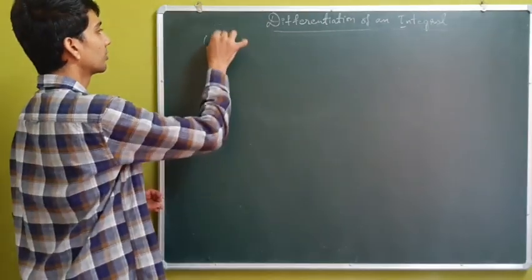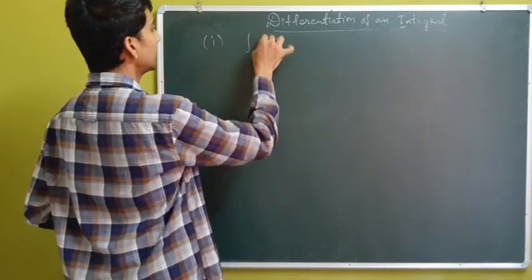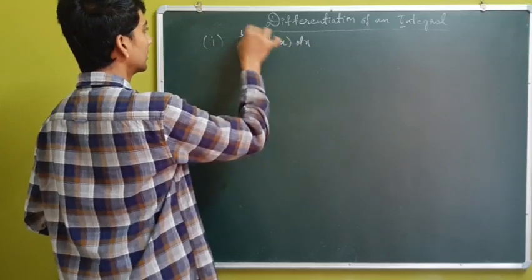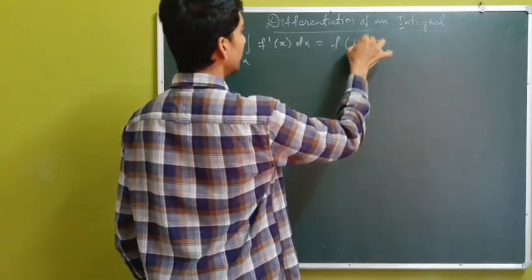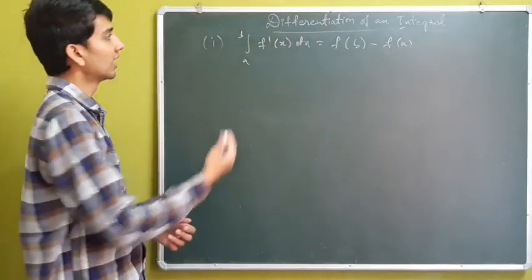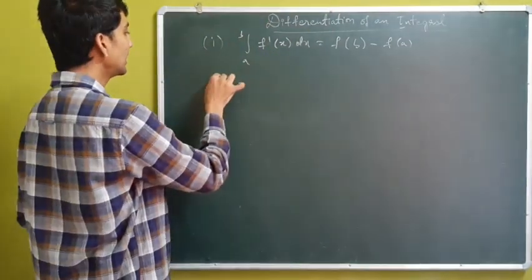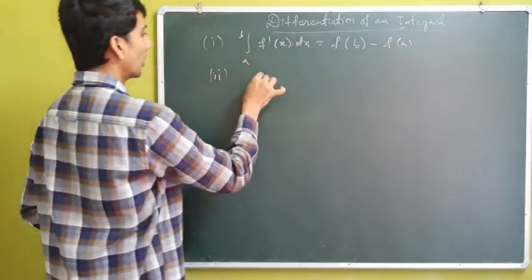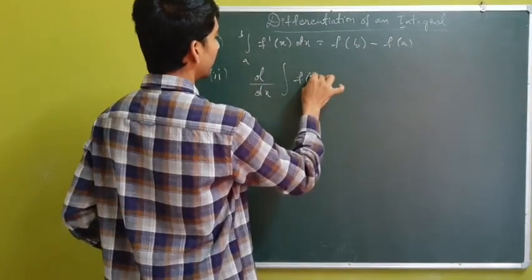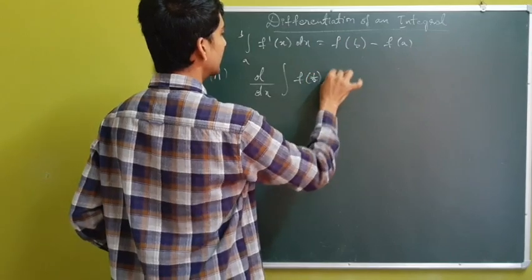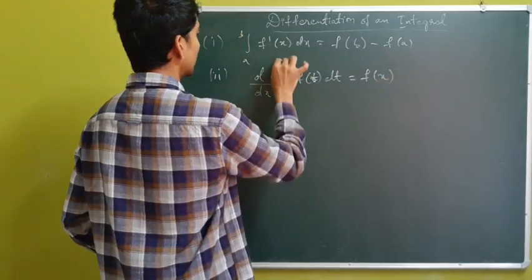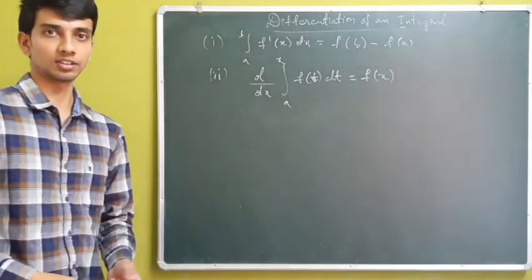For the very first, when does the integral of f dash of x over [a, b] equal f of b minus f of a? And for the next, as a differentiation of an integral, when does the differentiation of the integral of f of t dt over [a, x] equal f of x?